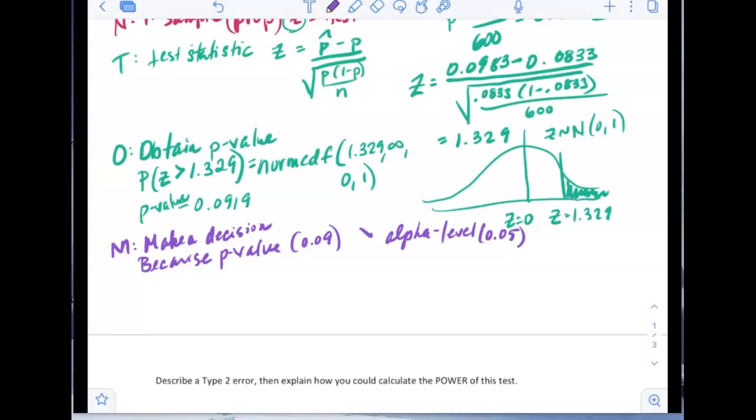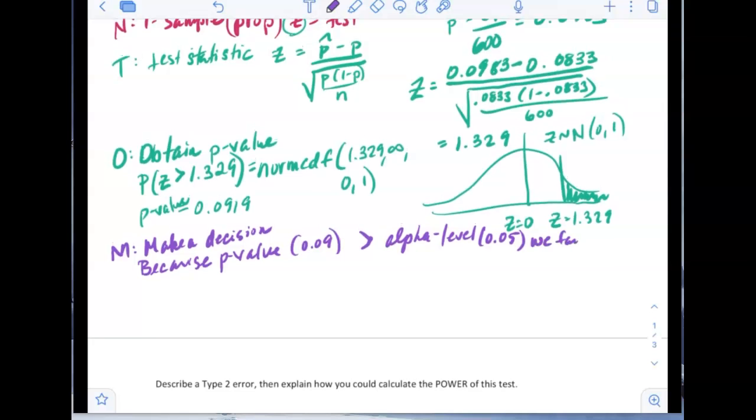So this is greater than, right? Because our p-value is greater than the alpha level we set, we have not made it secure enough. We have not made it past the border of smaller than our alpha level. So because it is greater than, we fail to reject H0.